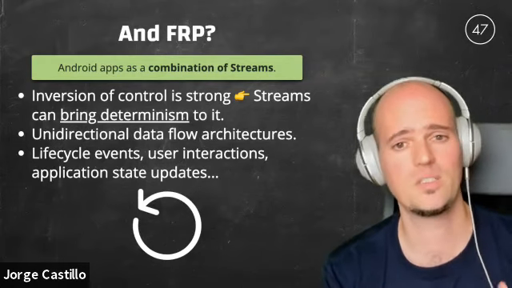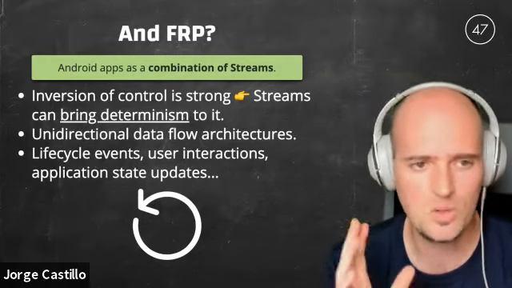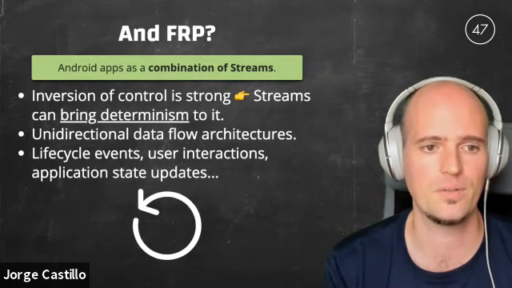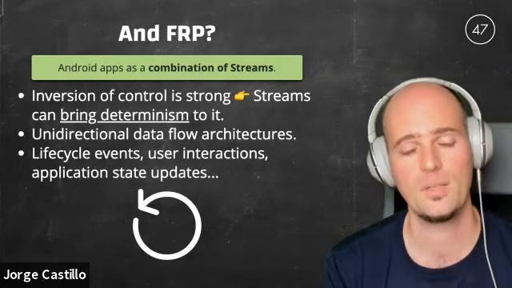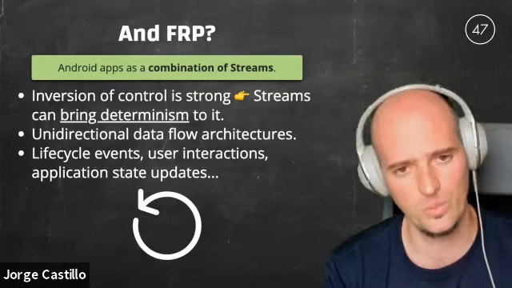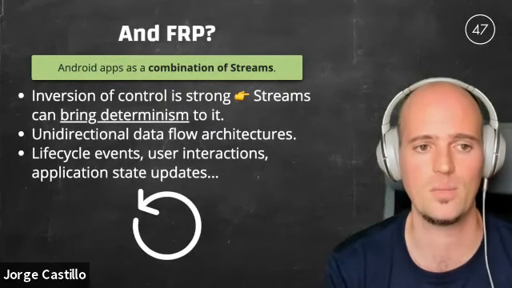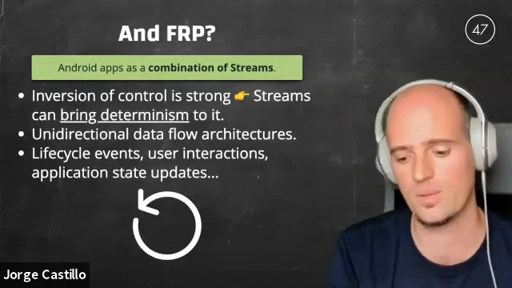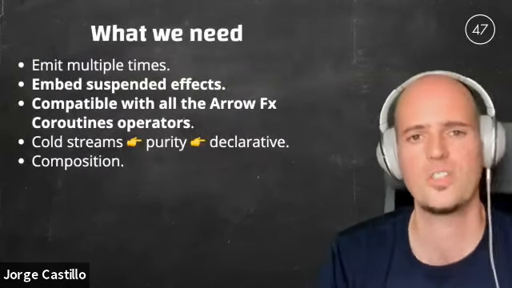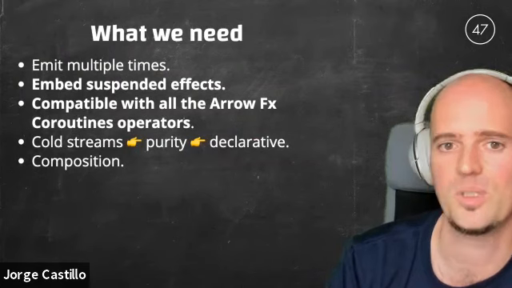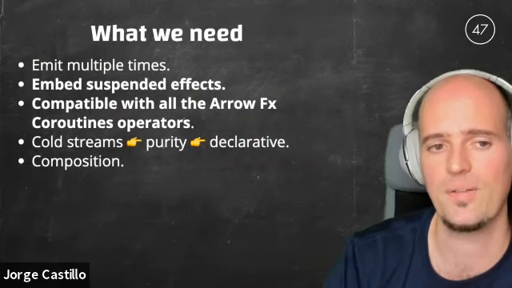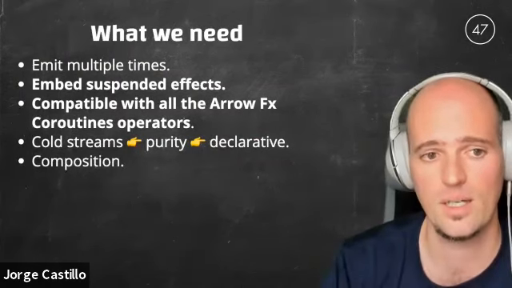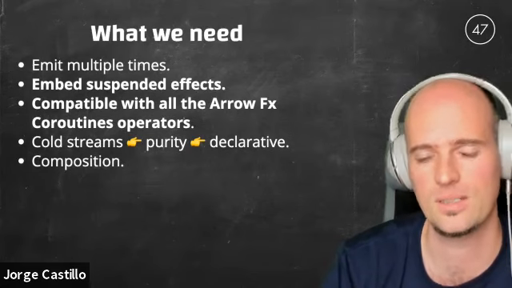So, for example, these unidirectional data flow architectures usually focus on this idea of reactive programming or even functional reactive programming. So we make sure that we can bring some determinism to how data evolves and how the events flow across our architecture. So we are going to need a solution for emitting multiple times, embedding suspended effects, because otherwise I wouldn't really consider them functional streams.